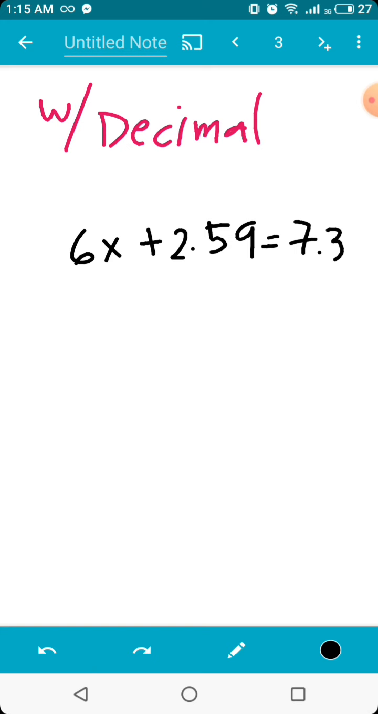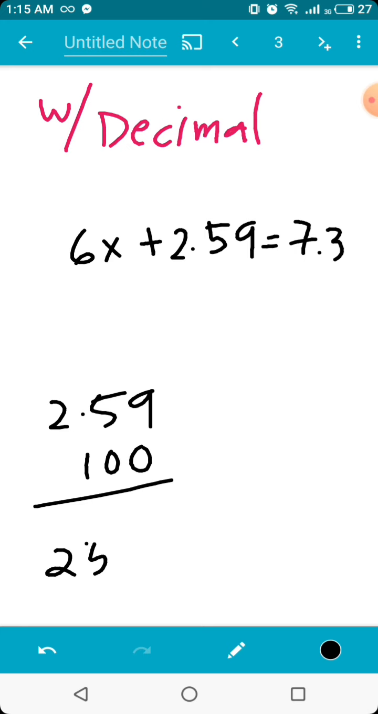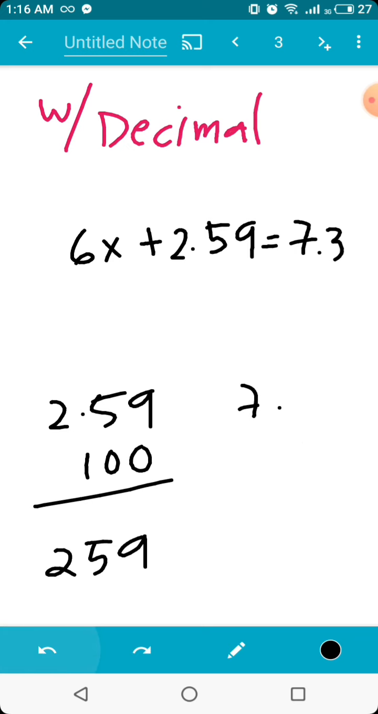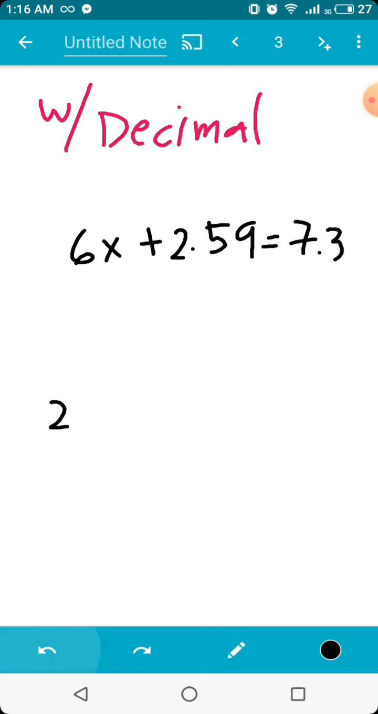Okay? So, yung 2.59, pag minultiply mo yan sa 100, it will just simply become 259. So, wala na siyang decimal numbers. Okay? Yung 7.3, pag minultiply mo yan sa 100, magiging 730. Okay? So, wala na siyang decimal point. Or decimal number, I'm sorry. Okay? So, yun siya. So, ang mangyayari ngayon, imumultiply na natin siya sa 100 yung buong equation.